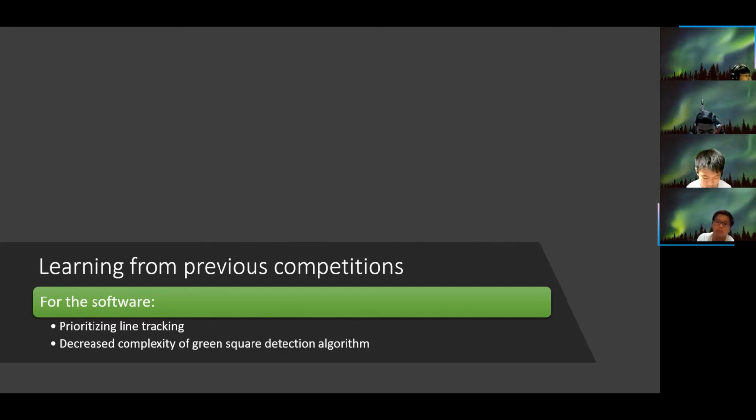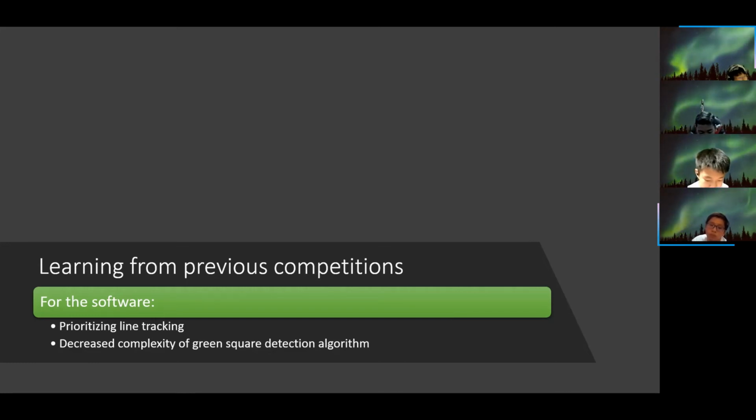For the software, we decided to focus on line tracking this year as it is the most important aspect of this competition. Last year, even though we had a semi-complete green square detection algorithm and code for the claw in place, we couldn't score many points due to the lack of a reliable line tracking algorithm. This influenced our prioritization of line tracking this year, leading us to create a more reliable line track that allowed us to score more points.